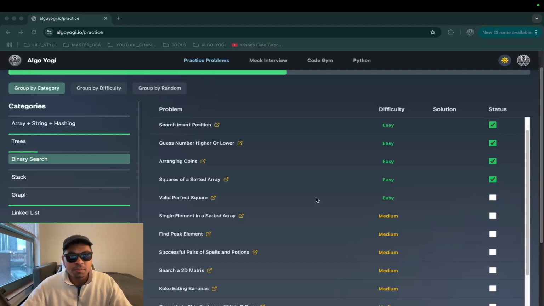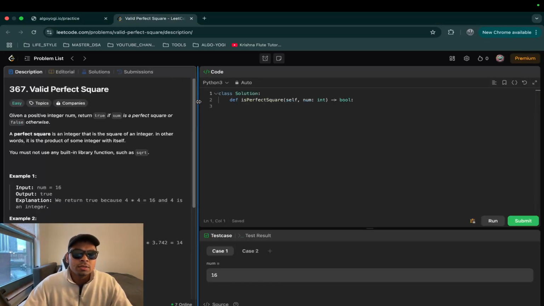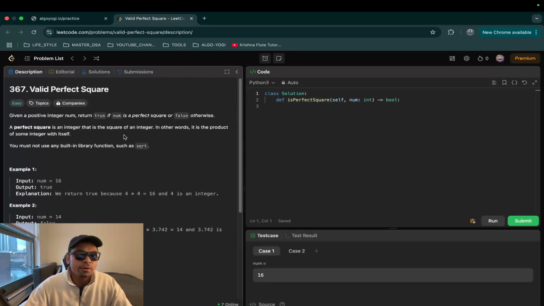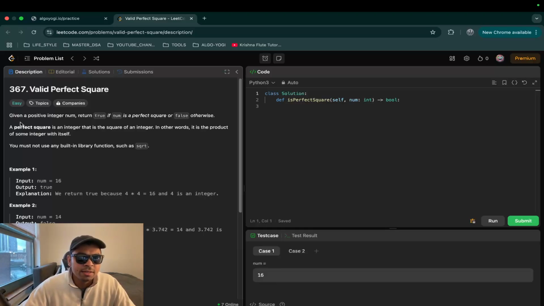And our next problem in the list is valid perfect square. So let's go to the LeetCode and give it a read. Given a positive integer num, return true if num is a perfect square or false otherwise. And if you are a cool kid, technology kid, you would know what a perfect square is. But if you don't, then let's read the definition here.